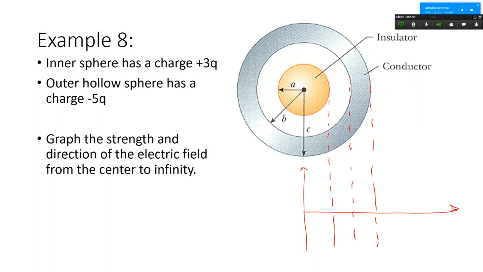There's 4 areas that we need to consider. The areas are from the center to the end of this insulating sphere, this empty space in between the 2 spheres, the mass part of the hollow sphere, and then everything outside of both spheres, the 2 concentric spheres. Okay? This is a classic exam question.